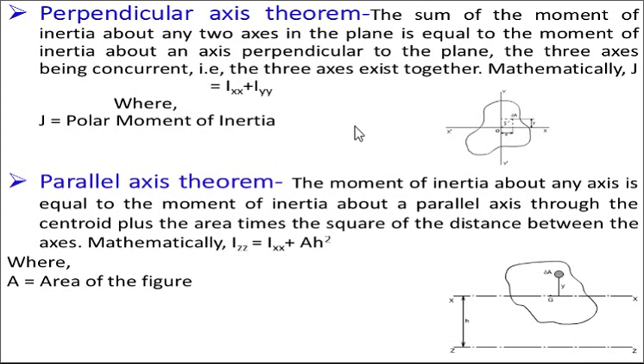So from the figure and this expression you just have to remember that the perpendicular axis theorem means normally the polar moment of inertia, and this parallel axis theorem means that the moment of inertia about any axis is equal to the moment of inertia about the axis passing through the centroid plus area into h square. So small h is the perpendicular distance between the two axes. So I think you understood these important terms.